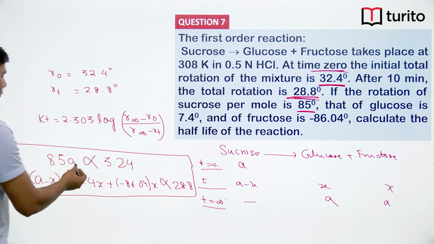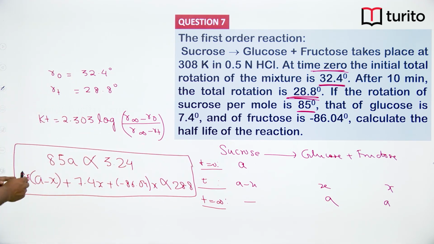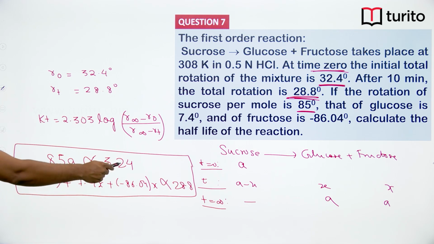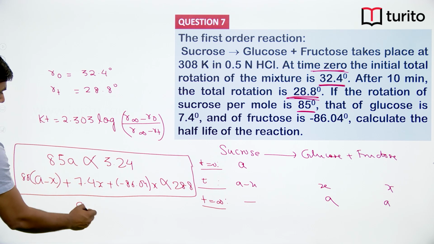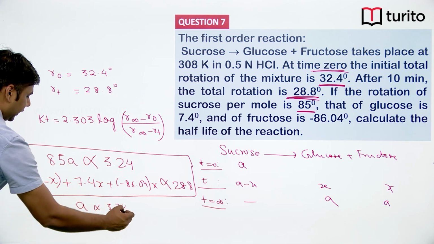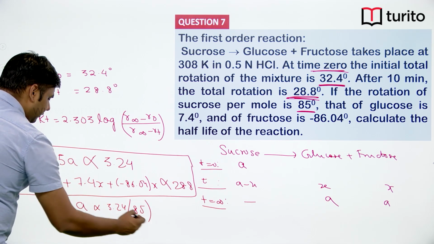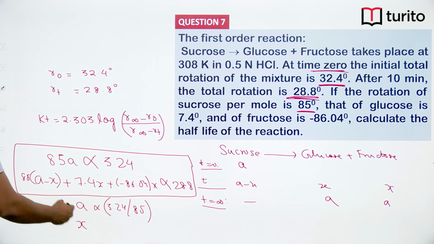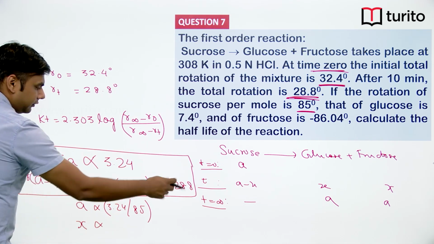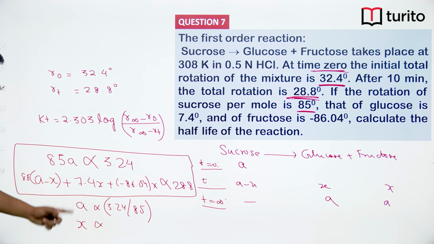So from here I will get to know about A. I will directly write 85A as 3.24, so I will get the value of x. So A is proportional to 3.24 divided by 85. Similarly, from this I will get x. So we know the value of A, we know x.